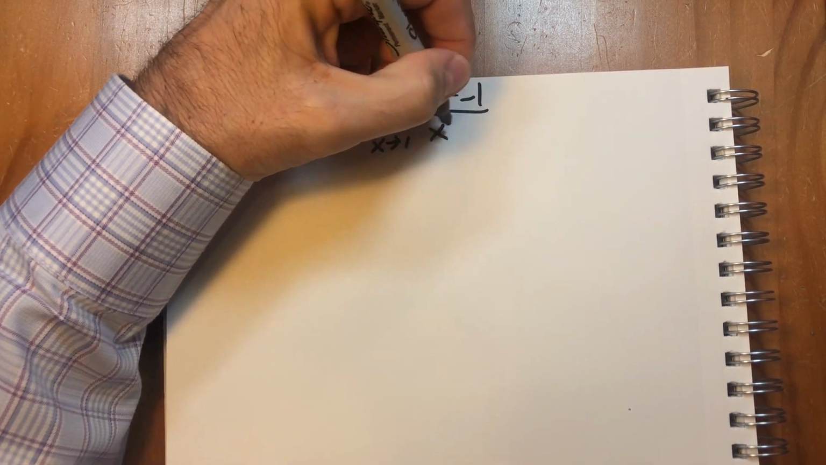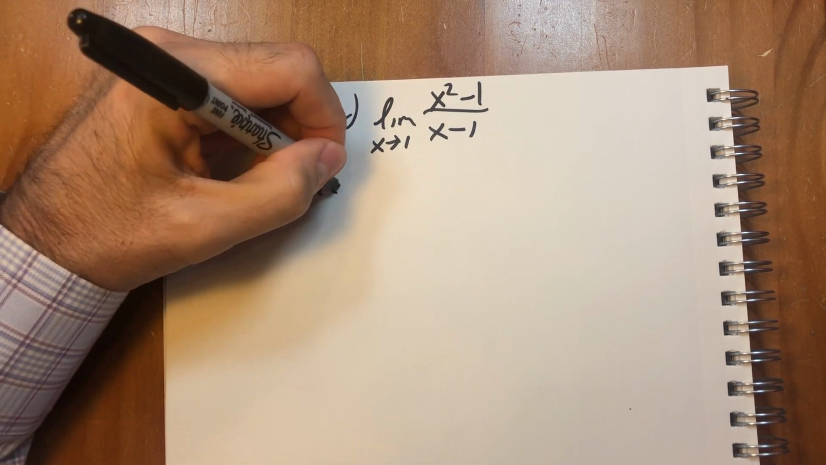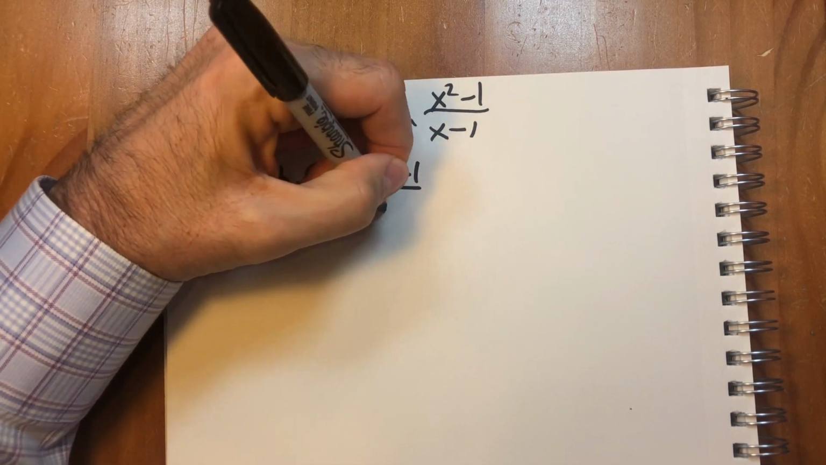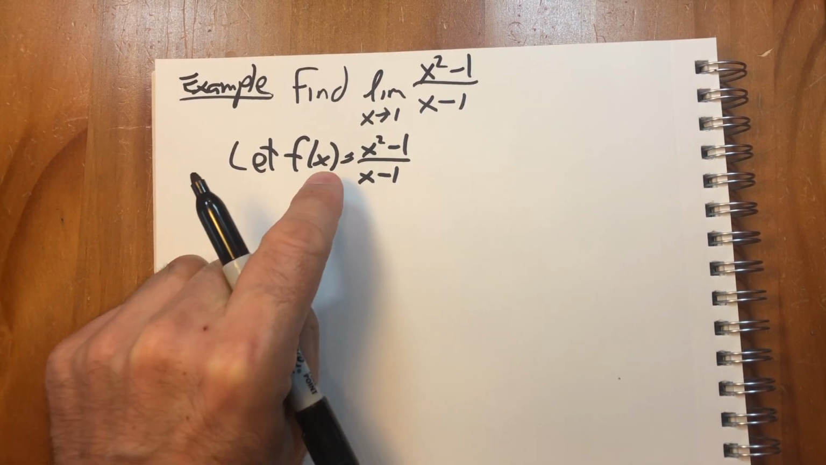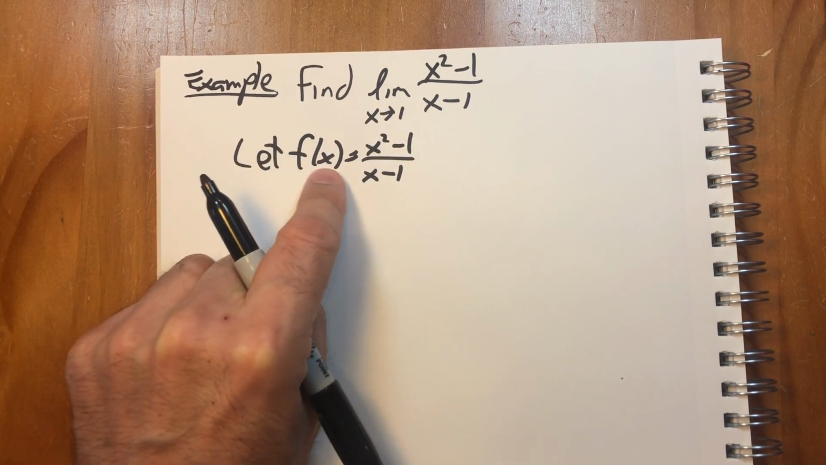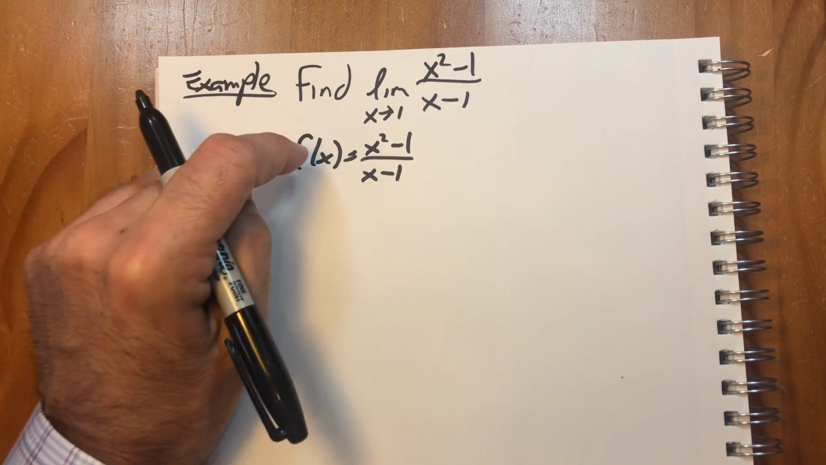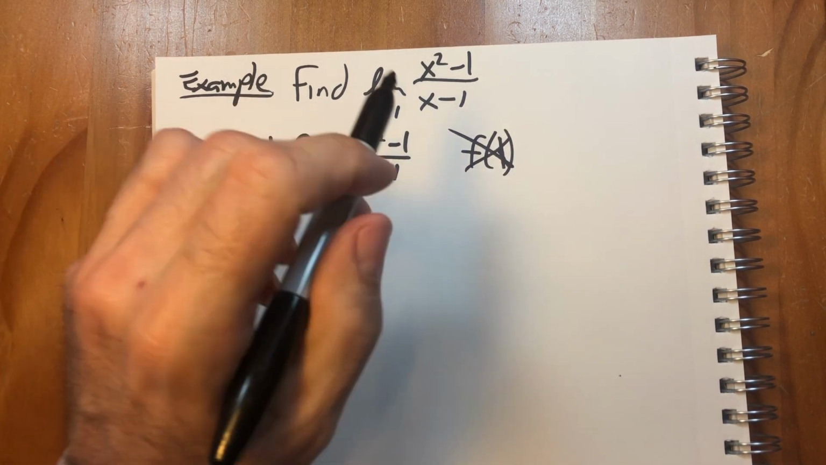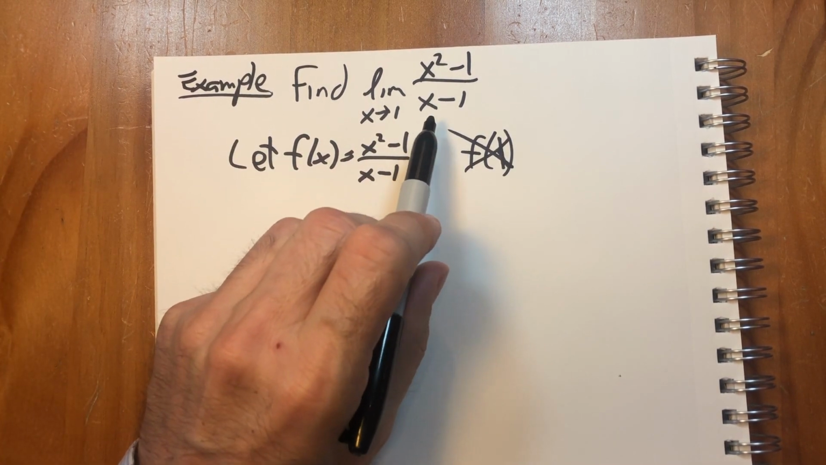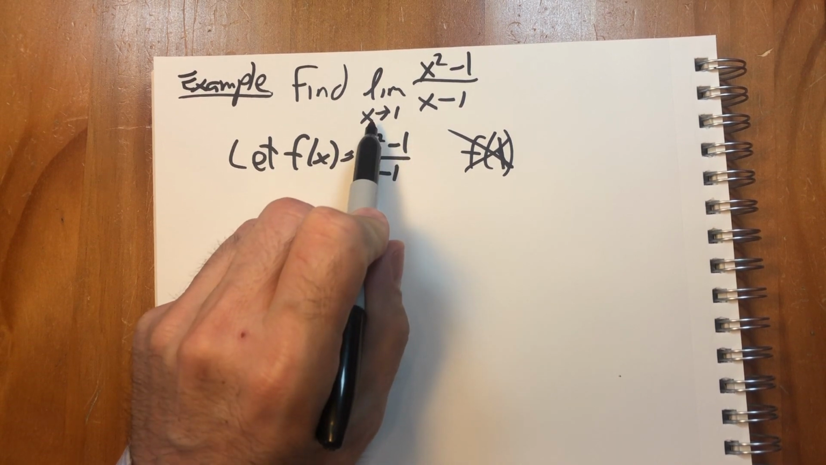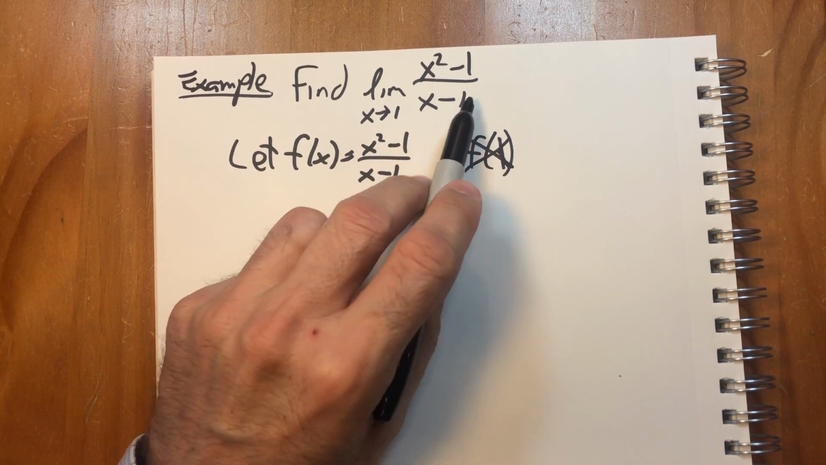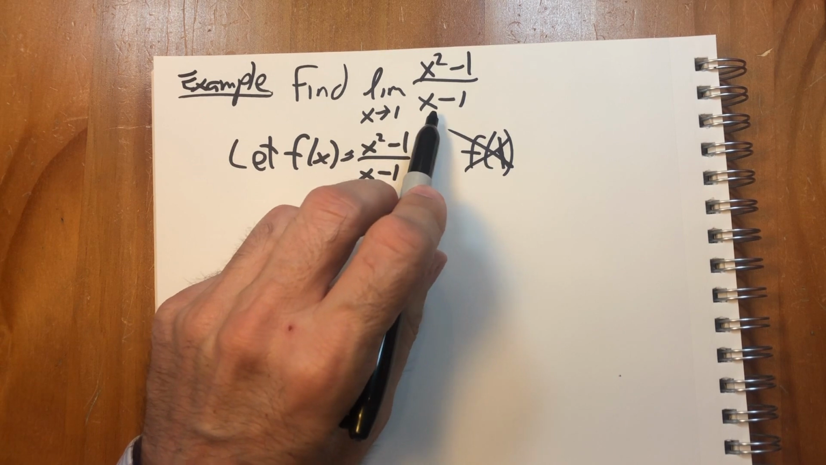Example. Find the limit as x approaches 1 of x squared minus 1 over x minus 1. So if we let f equal this part, then the rule that we just stated does not work here because 1 is not in the domain of f, because 1 minus 1 is 0, so f of 1 is undefined. And also notice that we can't apply the quotient rule here either, because the limit of x minus 1 as x approaches 1 is 0.